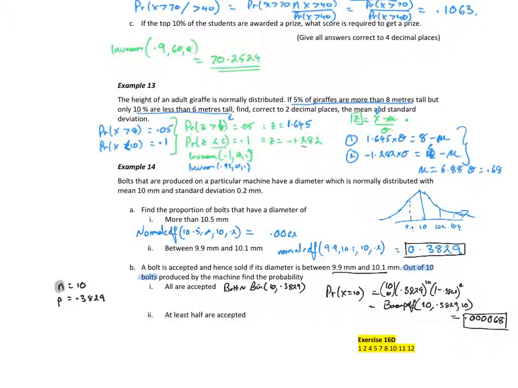But the probability of at least half means x is greater than or equal to 5. So I use binom CDF, 10, 0.3829, at least half is 5 to 10, and that gives me 0.32469, so 7. All right.